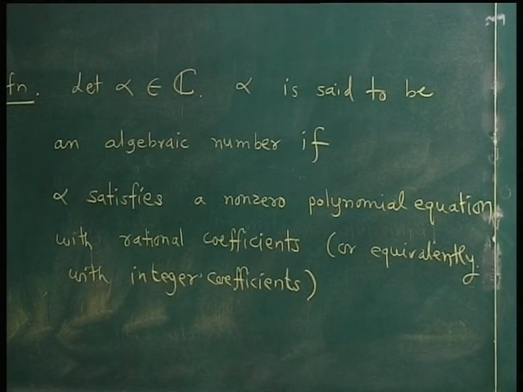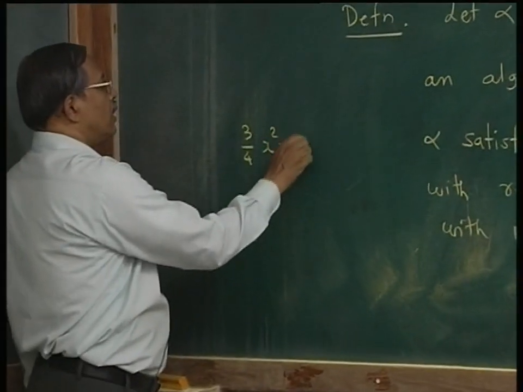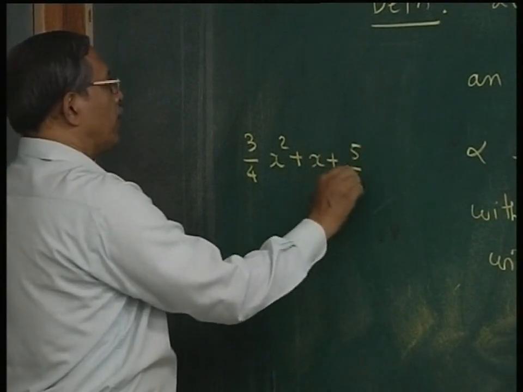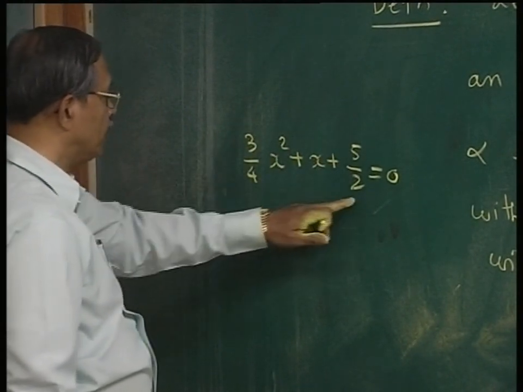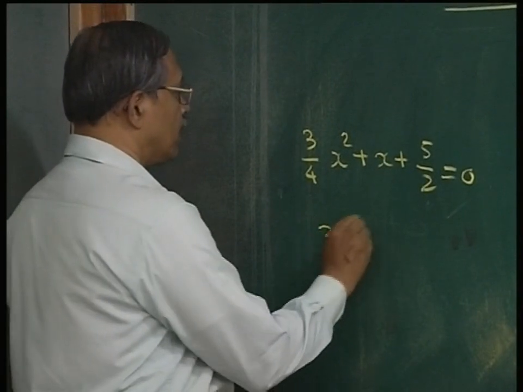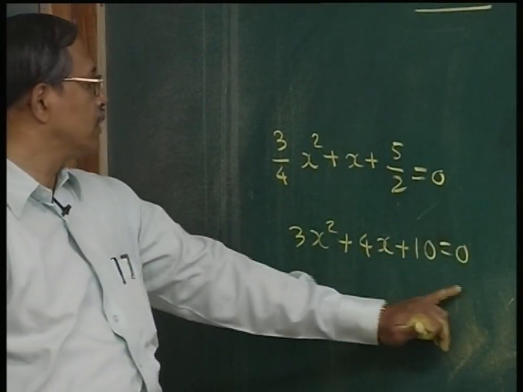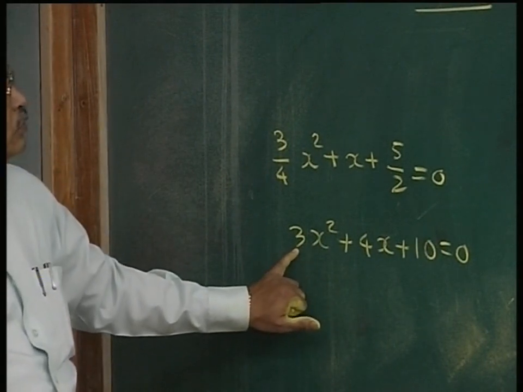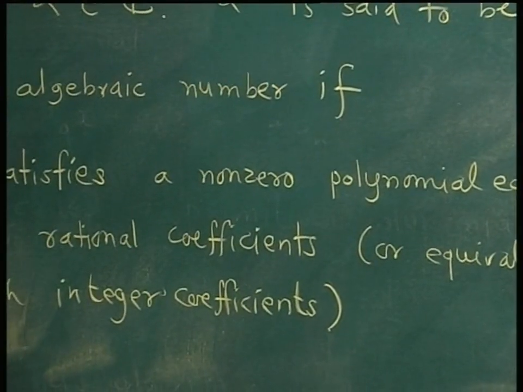Alpha satisfies a non-zero polynomial equation with rational coefficients or equivalently with integer coefficients. Like if you have some equation like 3/4 x squared plus x plus 5/2 equal to 0 and some alpha satisfies this equation. This is a rational polynomial of which alpha is a root. But then you can multiply by 4 throughout and we get 3x squared plus 4x plus 10 equal to 0. This is a polynomial equation in which the coefficients are all integers. So alpha satisfies a non-zero polynomial equation with rational coefficients. We can replace rational by integer.